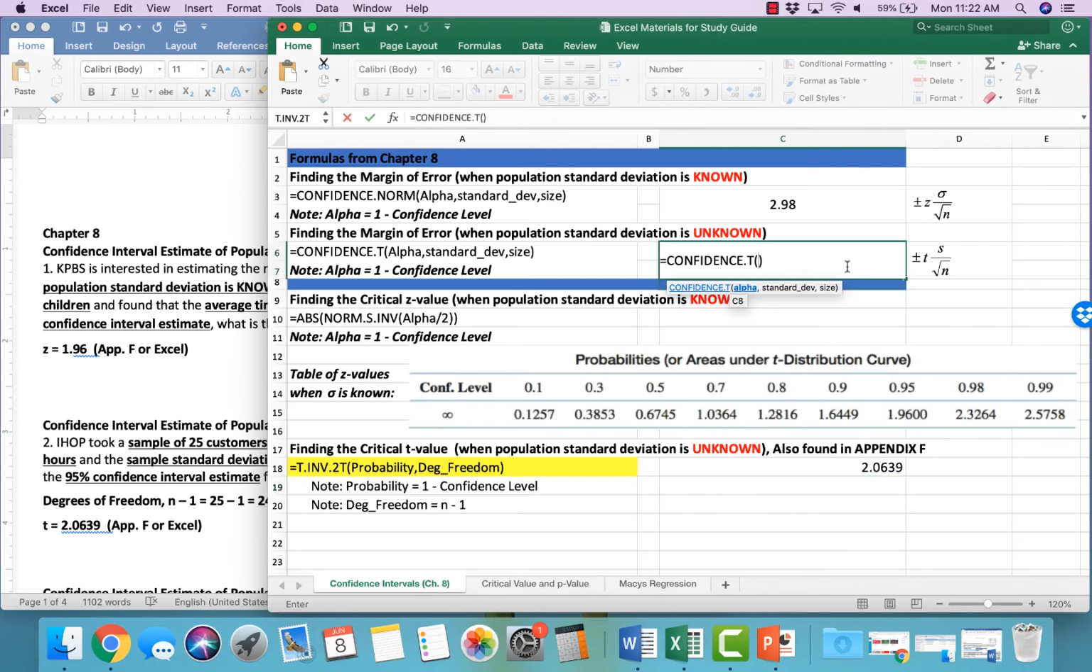And so we're going to be using the t distribution. That's why the formula says equals confidence.t. So typing in equals confidence.t, I'll enter my alpha. So that's the 1 minus the 95% confidence level, so it'll be 0.05. The standard deviation was given to us at 0.3 hours. And then the sample size is the 25 customers. Checking my numbers and then hitting enter, we get 0.124. And you can always move the decimal if you need to see more values or less values.